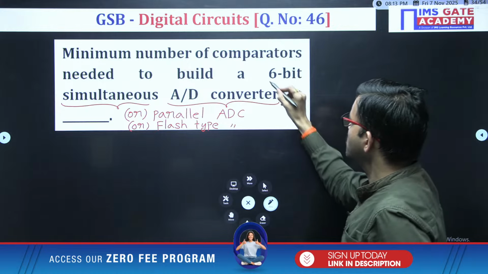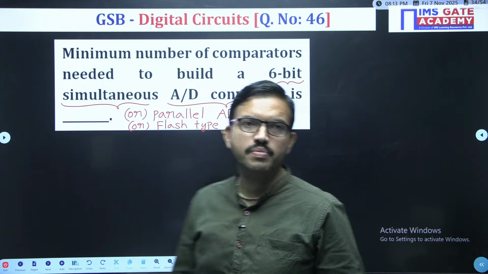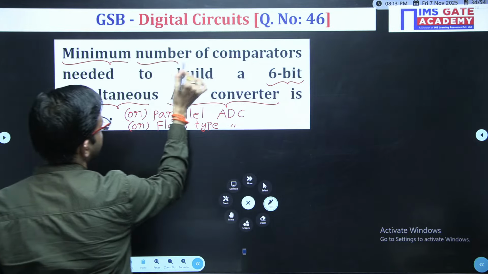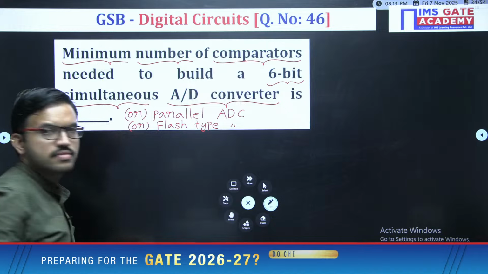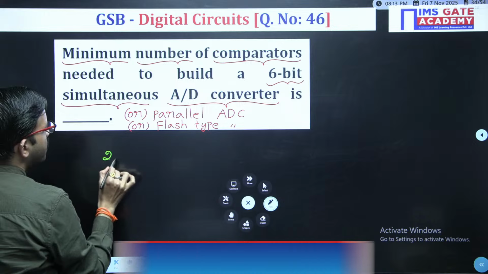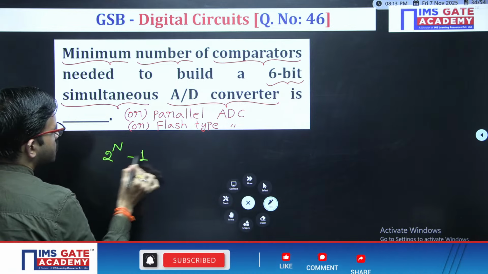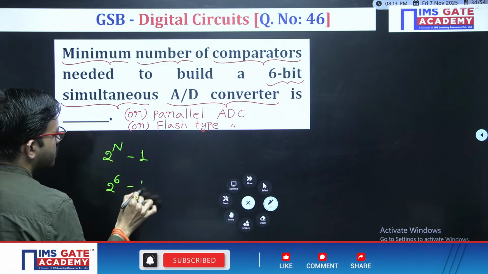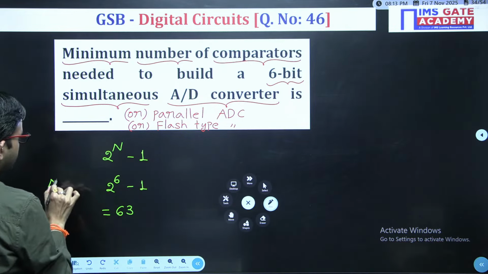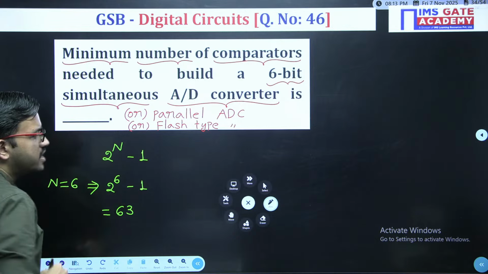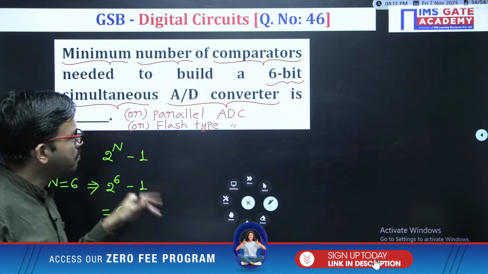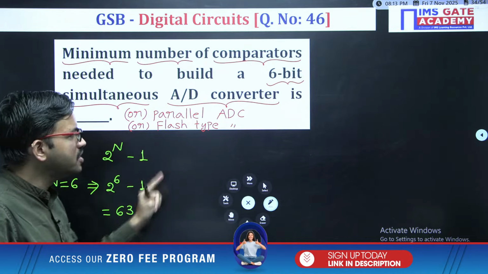So here in this question, you are having a 6-bit flash type ADC. The number of comparators required. That means they are asking for the minimum number. Number of comparators required. So very simple. The formula is 2 power n minus 1. So in this case, n value is 6. 2 power 6 is what? 64 minus 1. That means 63. 63 comparators are sufficient. Minimum number. But if you want, you can implement with the help of 64 comparators also. But the minimum number is what? 63.